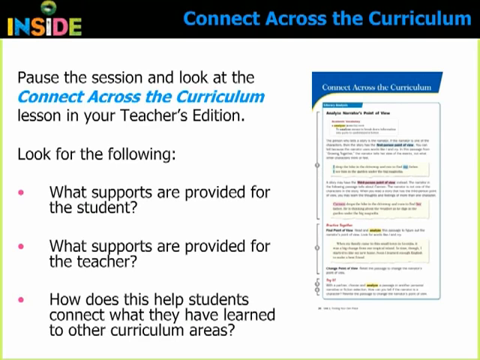Pause the session and take a look at the Connect Across the Curriculum lesson in your Teacher's Edition. Look for the following. What supports are provided for the student? What supports are provided for the teacher? And how does this help students connect what they've learned to other curriculum areas?